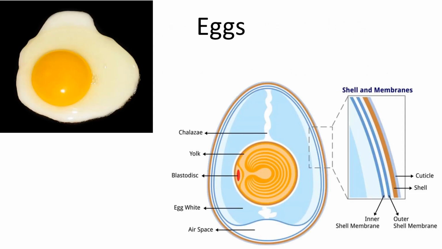So let's start by examining one very common ingredient in our food, eggs. Now, rather than starting by talking about how we use eggs in food, let's first talk about what the purpose of the egg is in nature.